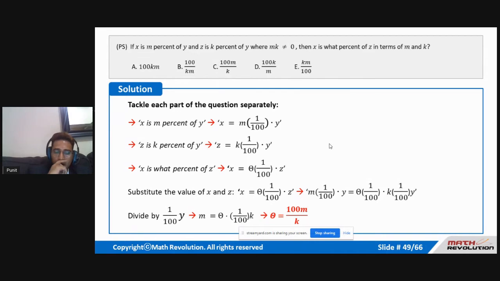Yes, Deepak, Shashank, Sukanya. So that becomes 100m over k. The basic part was the axiom 1 application. If you're good at it, your job is done. It becomes very easy, but don't rush, because "x is what percent" and "x% of z" are different. When you rush, you end up reading the question incompletely, and that is what makes mistakes. Yes, Aparna, your answer is correct. So go slow. Even if it is an easy question, don't get overexcited.